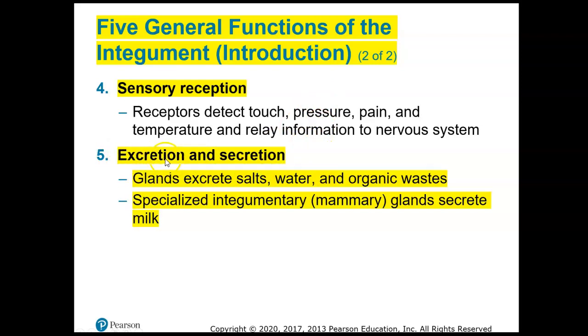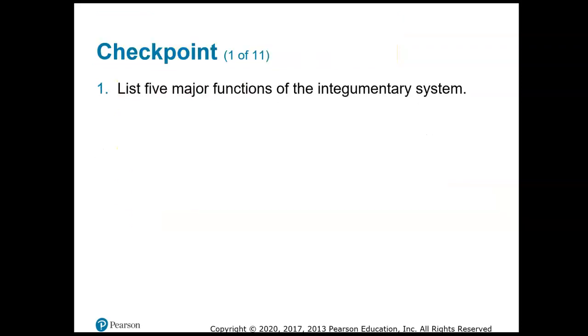When we refer to the process of excretion, we're referring to when glands excrete salt, water, and organic waste through sweat and oil. And then secretion would be, for example, the mammary glands secrete milk. Secretion refers to actually releasing a product, like hormones are secreted. Milk is secreted by the mammary glands, but excretion is typically referring to waste.